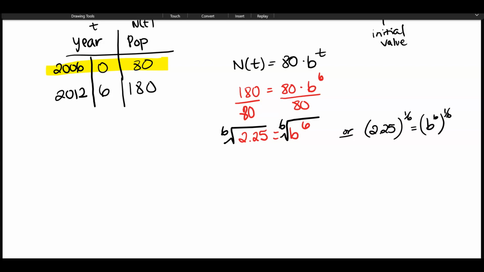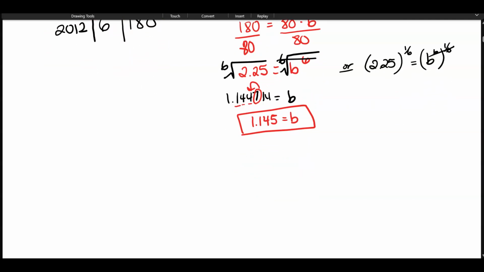So when I raise it to that fraction power, remember this cancels out, these cancel out. So I'm left with the 6th root of 2.25, which gives me that this is 1.1447, etc. And this equals b. So let's go ahead and round to 3 decimal places. So here's 1, 2, 3. This is going to tell this to go up, so we're going to have 1.145. So this tells me that this is my base.